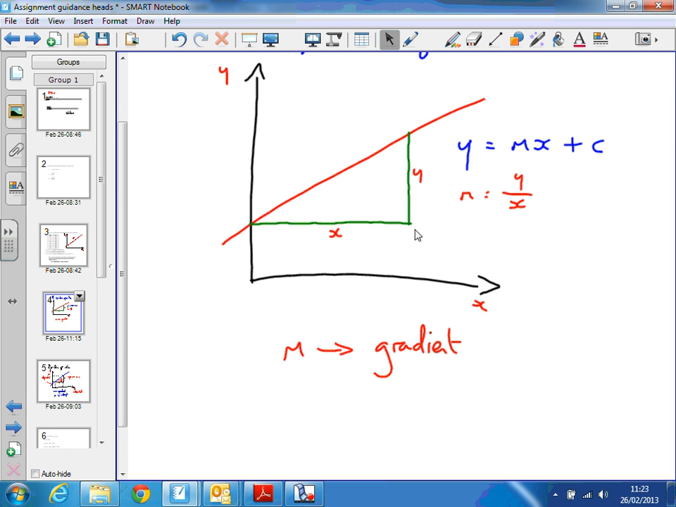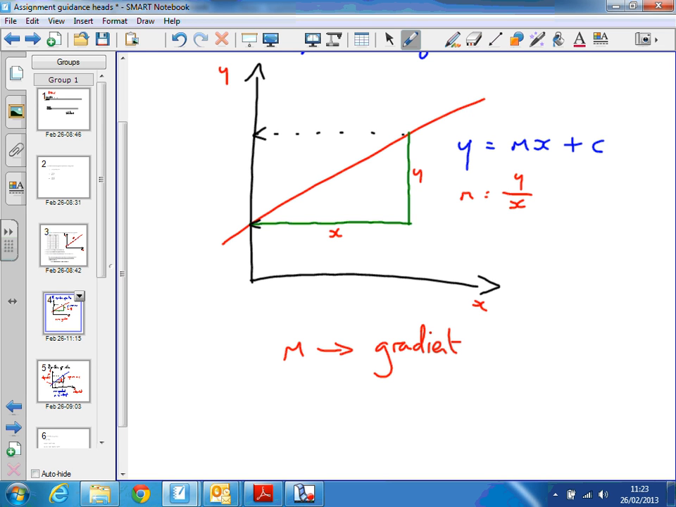Beware of this. Y is not this value here. Y is not this value taken from there. Y is the distance from there to there. So to get y, we have to do a little subtraction. We have to find out what this value is and subtract what this value is to get y. Okay?